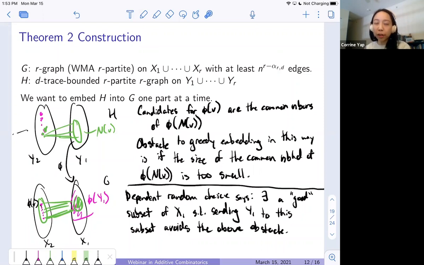And why is it called dependent random choice? The way that we find this good subset is by taking a random subset of X2 and looking at its neighbors. So rather than taking a random subset of X1, we look at a random neighborhood in X1. And it turns out that that random neighborhood has this property that every subset has a large common neighborhood.